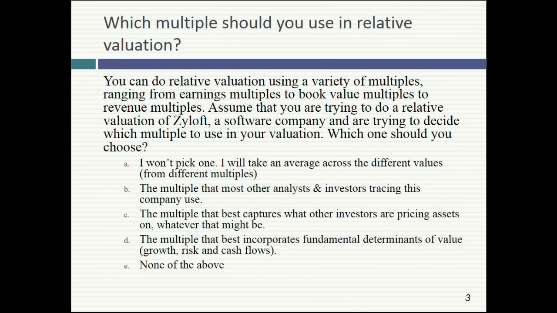You might use the multiple that best captures what other investors are pricing companies in the sector on, which means you've got to find what that variable is. And I'm going to give you a couple of examples of how we get there, but I'm going to draw on statistics to do it. You can pick the multiple that best incorporates the fundamentals that drive value, cash flows, growth, and risk, again, using statistics. Or maybe the answer is none of the above. So when you get to that point in the process where you're pricing your company, I want you to start thinking about how you're going to decide, because ultimately I want one pricing for your company, and you can't give me 10 different prices. How do you decide which price to take? Any ideas? Single multiple, weighted average of multiples, and if it's a single multiple, which one?